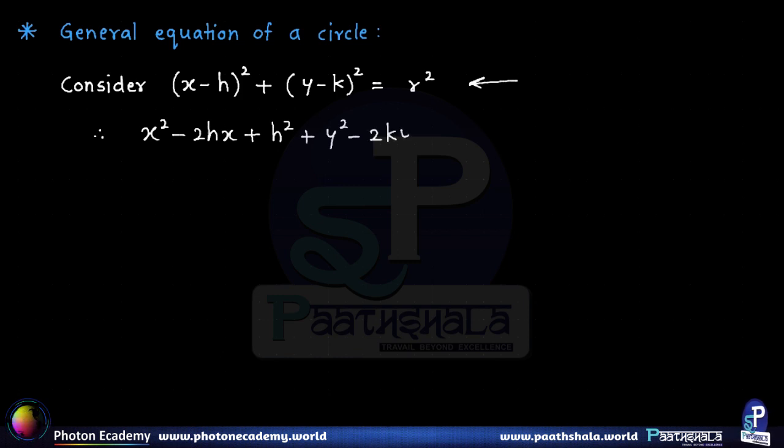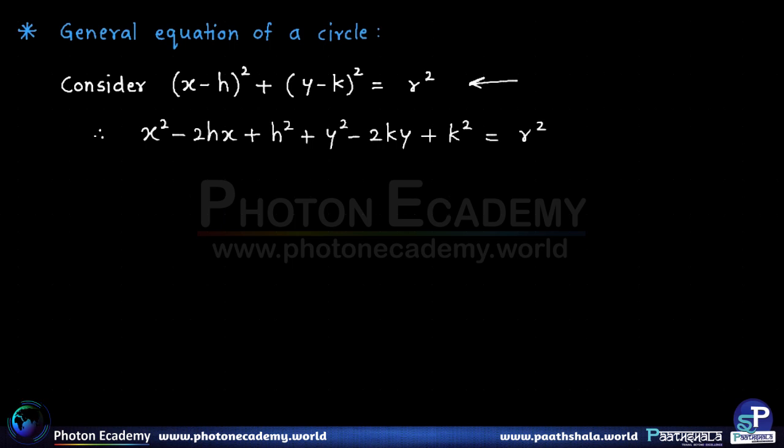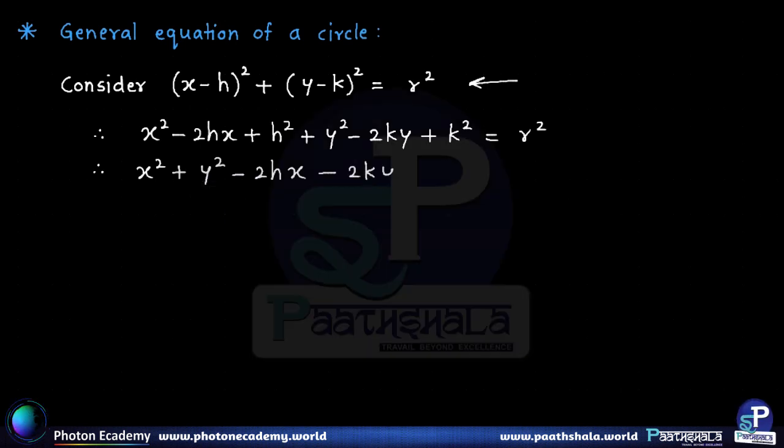square minus 2ky plus k square equal to r square. Now we will rewrite the expression in a fashion that first the quadratic terms are written, then the linear terms are written, minus 2ky, and now the remaining constant terms are h square plus k square, and bringing r square on the left side it becomes minus r square equal to 0, right?